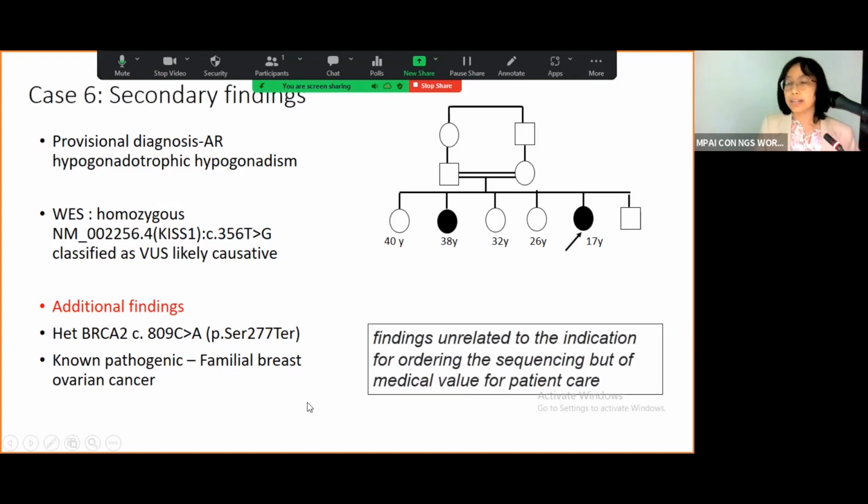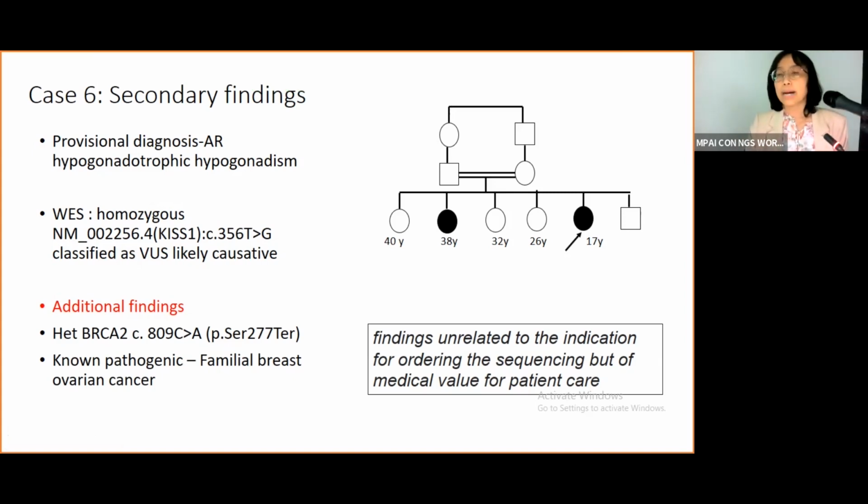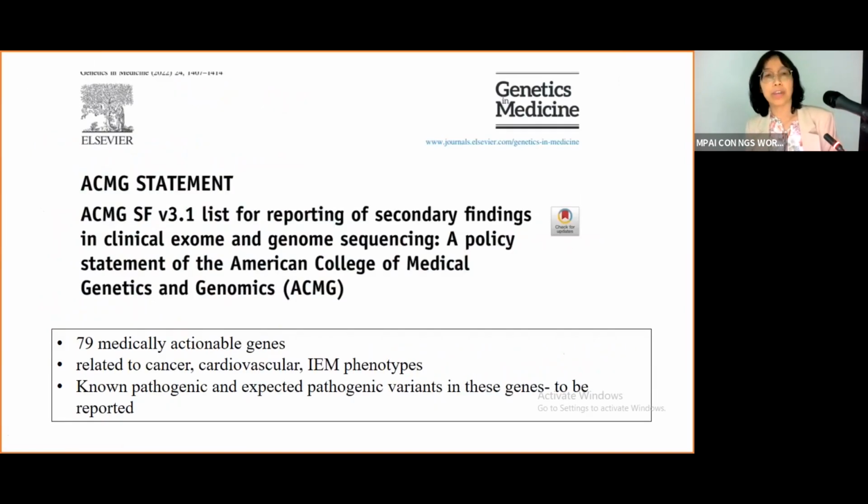So secondary findings, I'm sure many of you know. Secondary findings are findings which are unrelated to the primary indication for which the testing was done, but these are of medical value for patient management. So the ACMG have come up over the years with various lists of genes for which you need to report a pathogenic or likely pathogenic variant in the lab. These are just guidelines. So many of the labs in the West follow this.